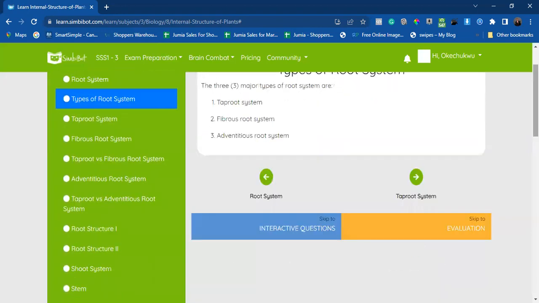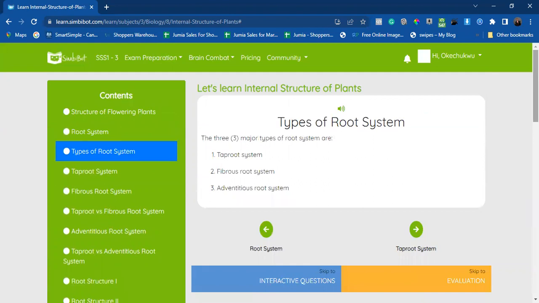We have three types of roots: the taproot, the fibrous root, and the adventitious root system. The taproots are majorly found in dicots. Fibrous roots are majorly found in monocots. Adventitious roots are those that grow in parts other than the well-known root; onion, for instance, has adventitious roots. We'll get to that later.